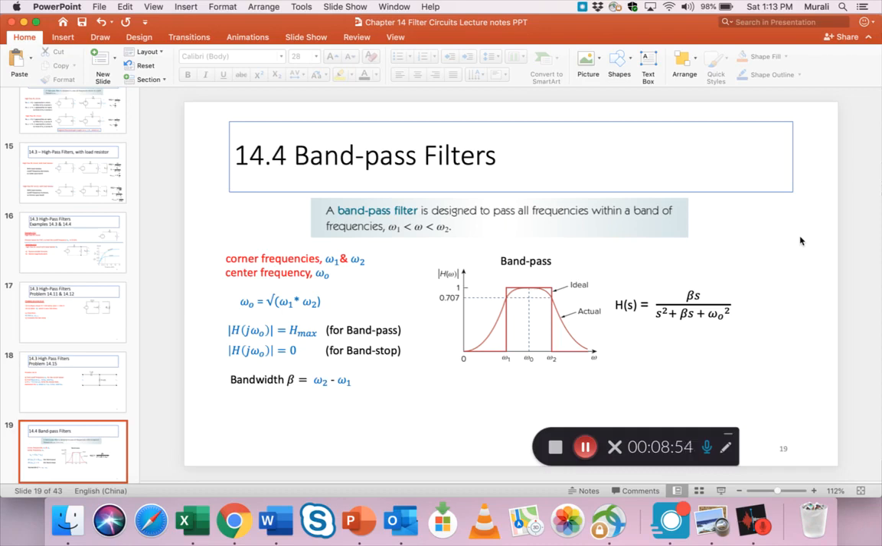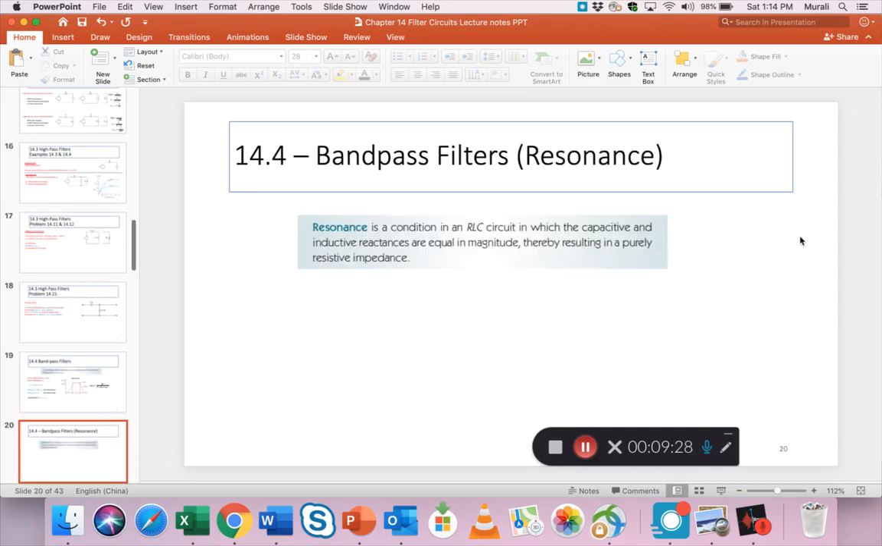Immediately you notice that this is a square equation, an equation in S square, and so you can guess that as we look to implement these circuits and achieve this bandwidth or this transfer function, this is going to be a circuit with two energy storage elements, right? Probably a C and an L, and of course an R. So RLC circuits. Okay. So that was introducing you to a bandpass filter.